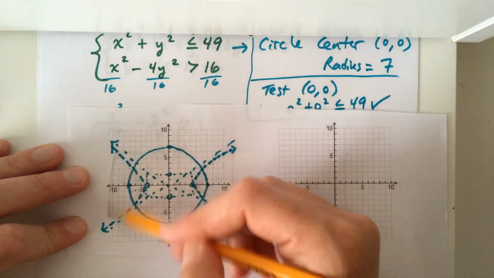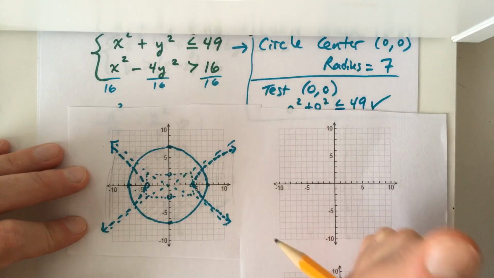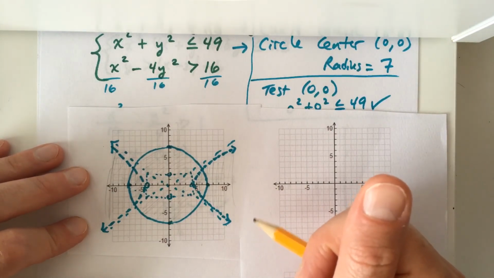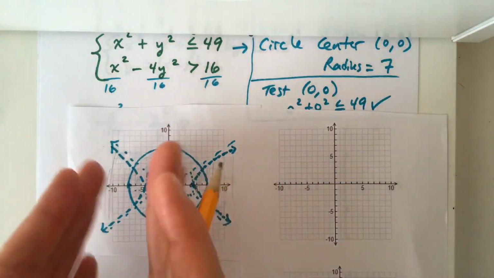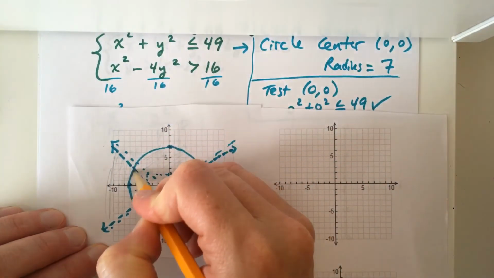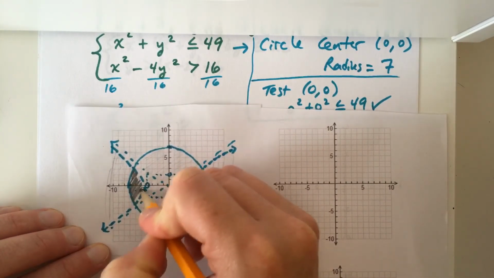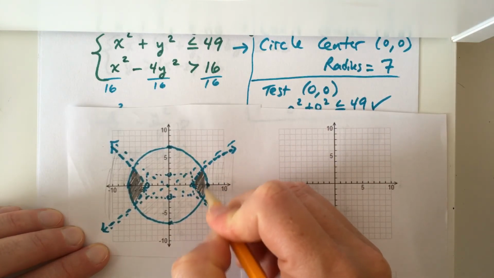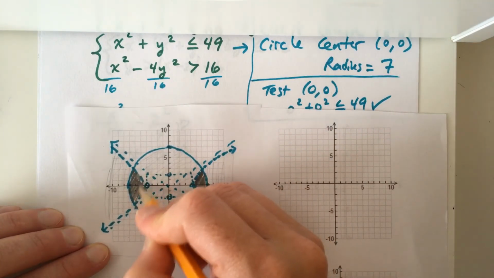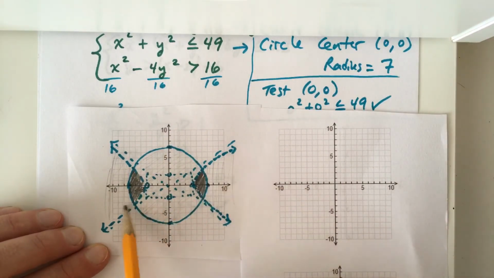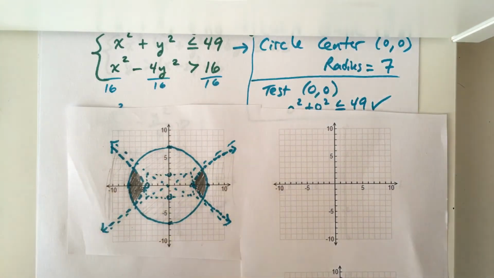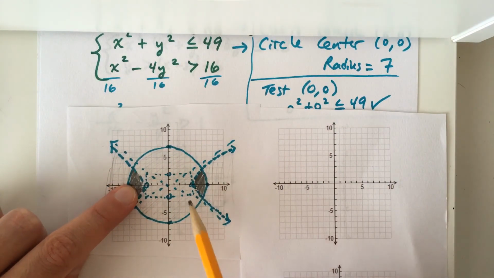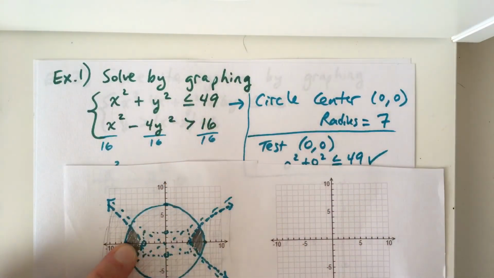And we would shade all of this outside here. But our final answer is where both of those shaded regions overlap. So where are we shading inside the circle and outside the hyperbola? It's just this region right here and this region right here. This dark shaded region is the solution to the system of inequalities. Every point that lies within these two little regions is a solution to both of these inequalities.